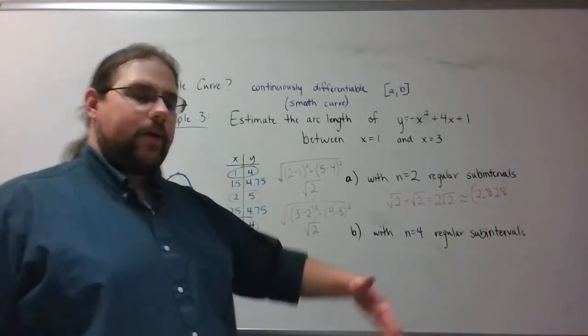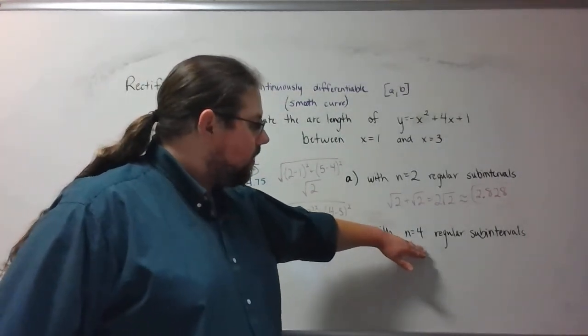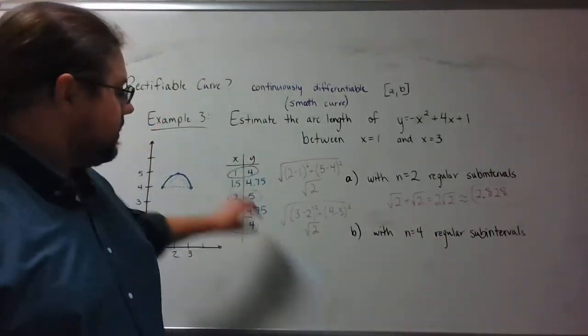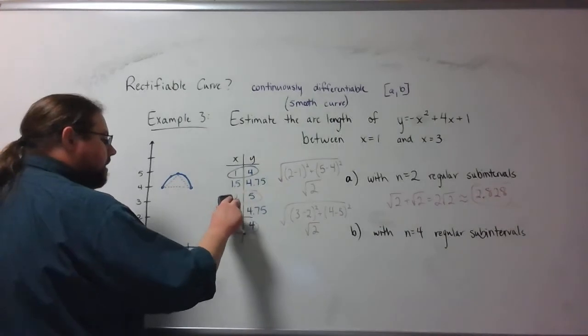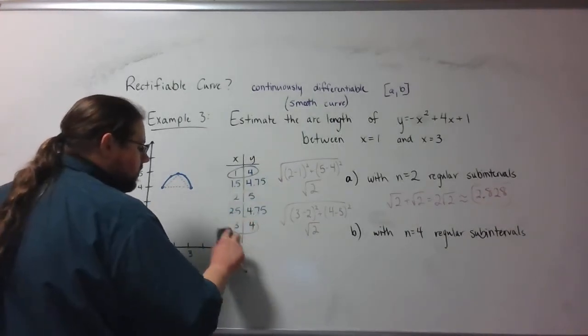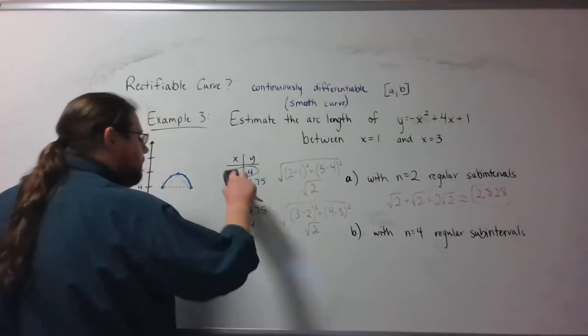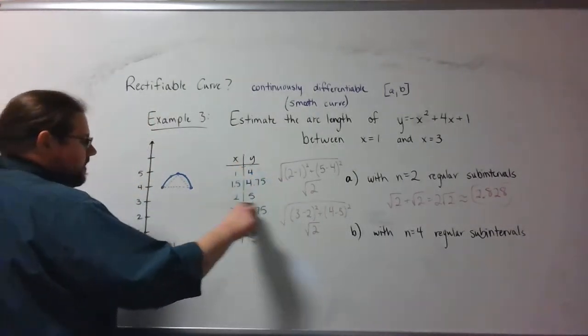So what I'm going to do now is I'm going to go a little bit further. I'm going to go to n equals 4 regular subintervals. So notice I went ahead and wrote all of my table of values down, so it made my life a little easier. Because instead of doing just the whole number ones, I'm going to do half number ones too. So I'm going to include 1.5, 2.5.